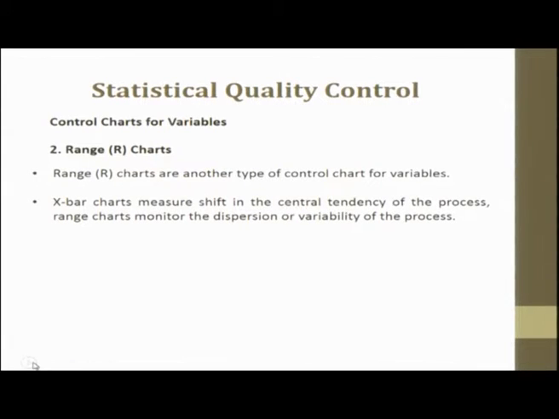Range charts are another type of control charts for variables. The X bar chart measures the shift in the central tendency of the process. The range chart monitors the dispersion or variability of the process.